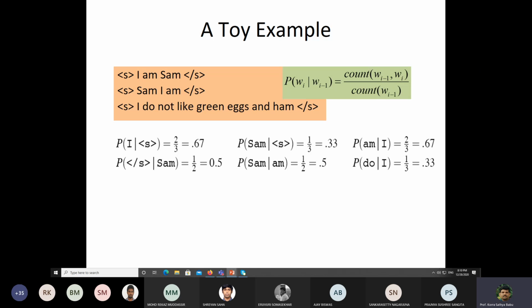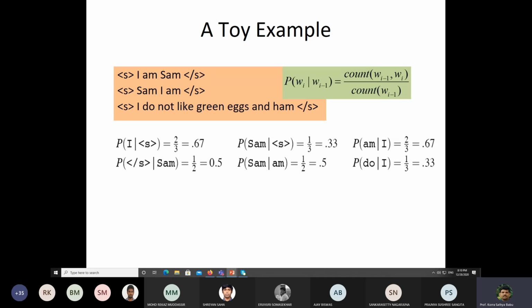In 3 sentences, 2 times it has occurred. So 2 divided by 3 equals 0.67. Okay. If you see the next one, probability of Sam given the starting of the sentence. How many times has it occurred out of these 3 sentences? You are trying to use the above formula, okay?